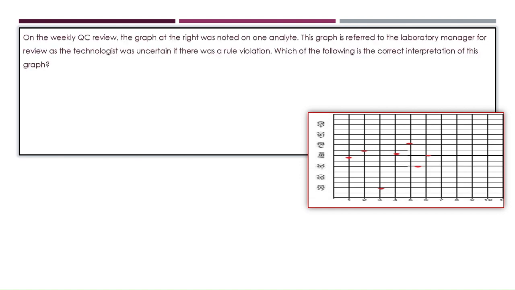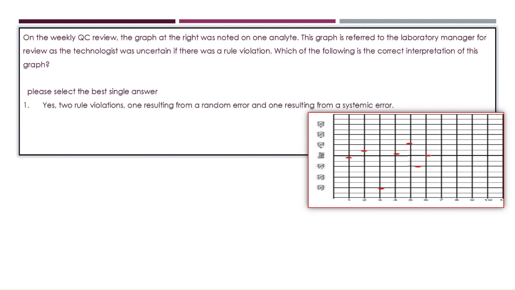On the weekly QC review, the graph at the right was noted on one analyte. This graph is referred to the laboratory manager for review as the technologist was uncertain if there was a rule violation. Which of the following is the correct interpretation of this graph? Please select the best single answer.